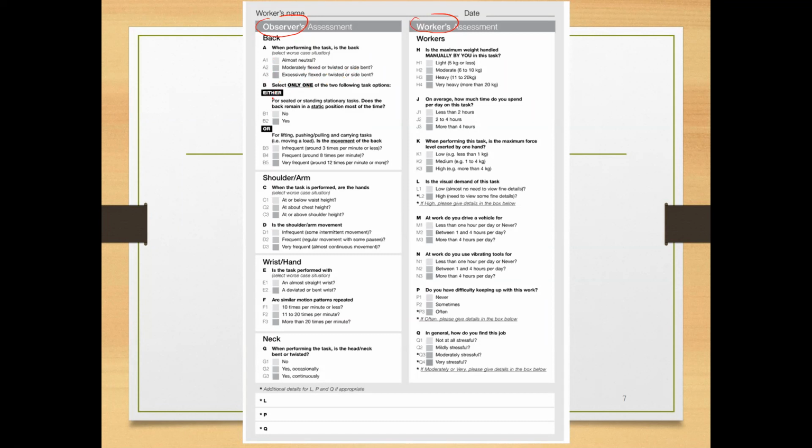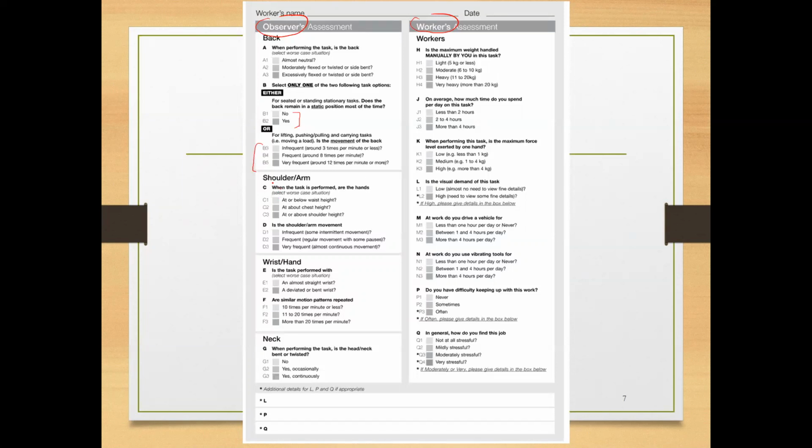So there are two sets of questions again, and one of them is to be selected. So the task could be seated or standing stationary task. So either yes or no is ticked here, or it could be some lifting, pushing, pulling, and carrying task. So any of these three options is to be ticked. So if that lifting, pushing, pulling, and carrying task is infrequent, or it is frequent or very frequent, and these are defined as 3 times per minute, 8 times per minute, or around 12 times per minute or more.